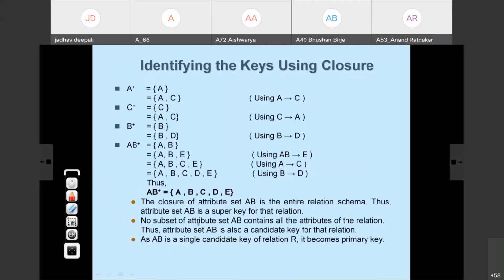That is written on this slide: AB closure contains all the attributes, so it is a super key, and no subset of AB contains all attributes of the relation, so AB is also a candidate key.